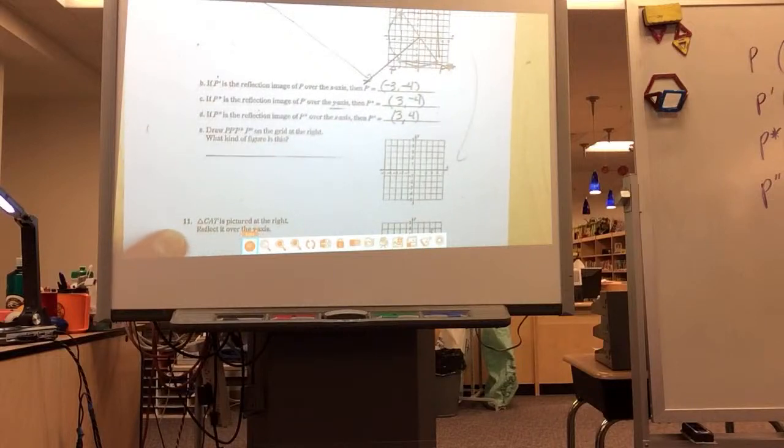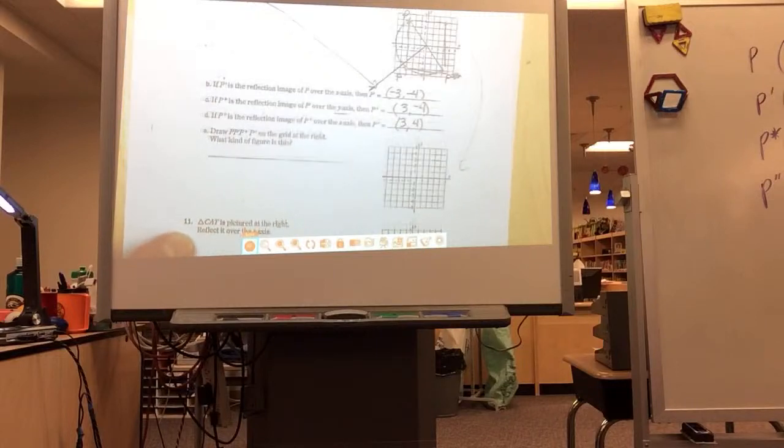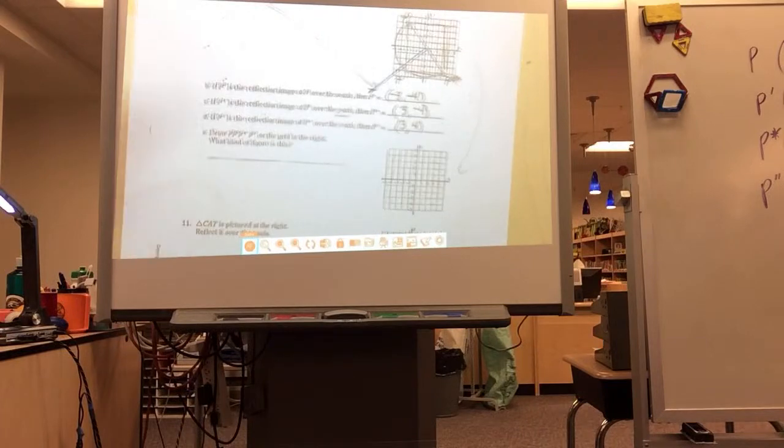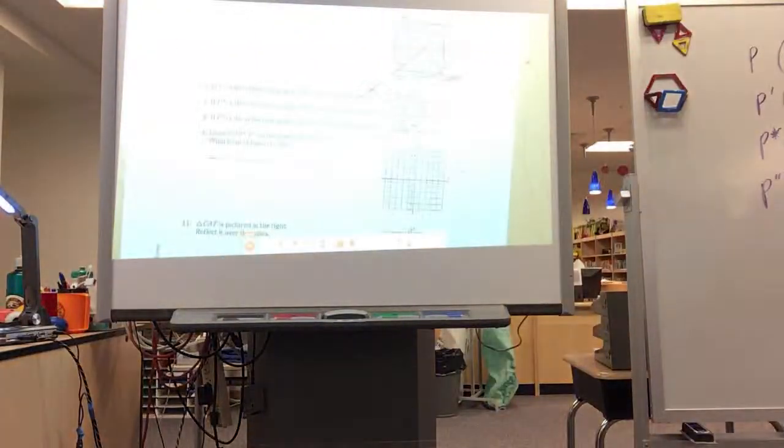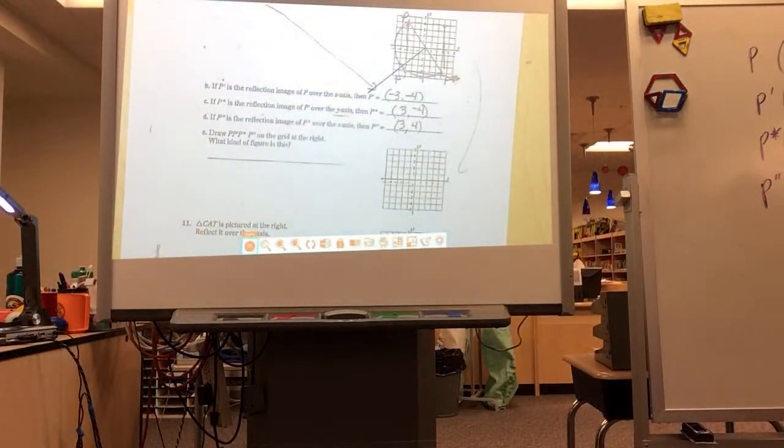This one's going to be a triangle, and then they want you to reflect it over the y-axis, but I want to leave that. I want to just go into the rotations if we can. Hopefully the drawing compasses will come back. Take a look at page 374.